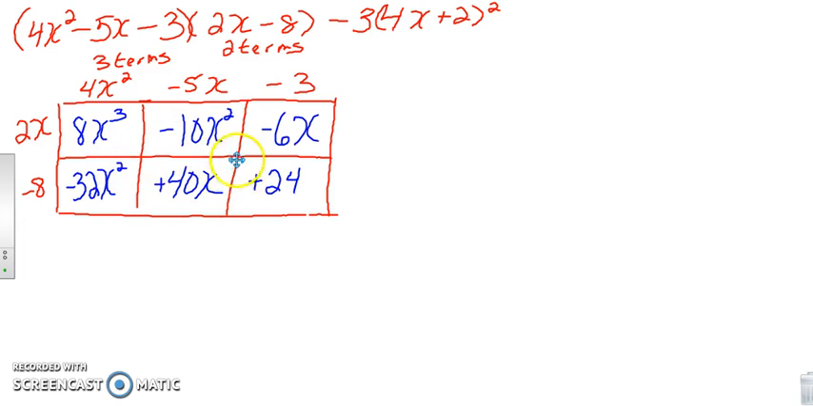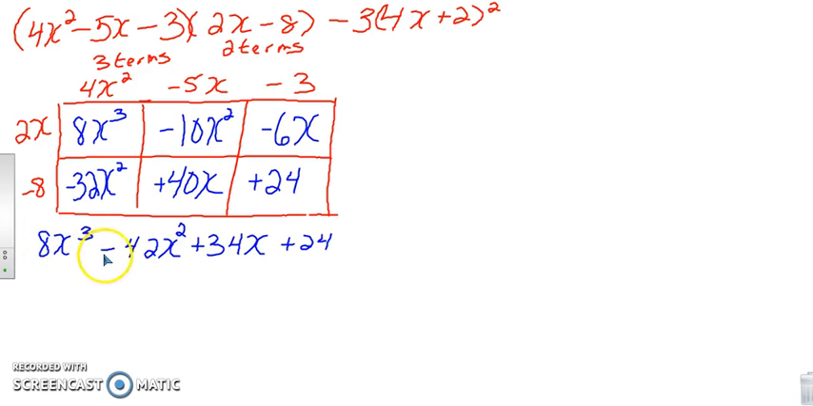These 2x squareds are going to get summed together, and the 2x's will get added together as well. So I end up with 8x cubed minus 42x squared plus 34x plus 24.